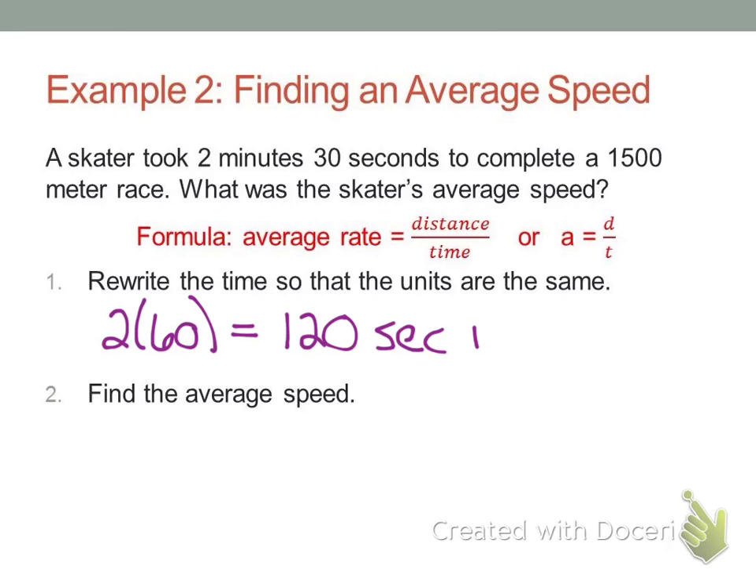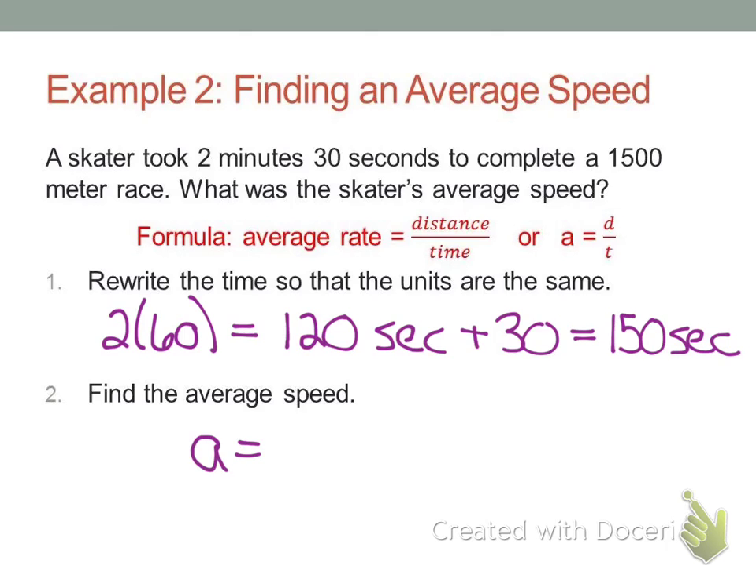Oh, I can't forget about the seconds that were already there. I already had 30 seconds, so I need to add the 30. So what's my total seconds? 150. Now that I have my time in 1 unit, now I'm going to find the average speed.